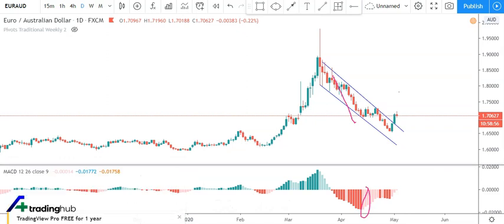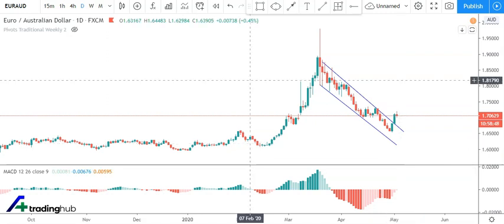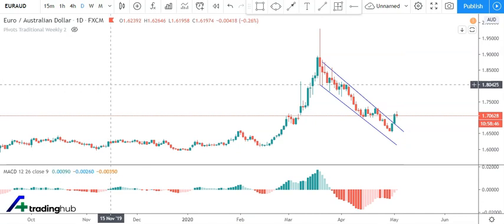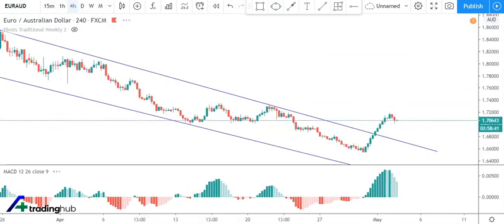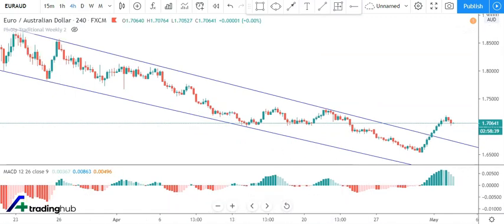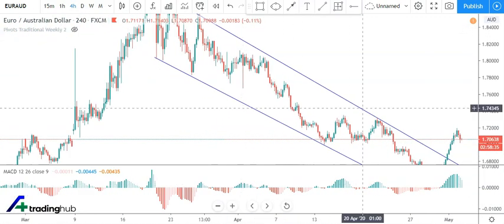So when you spot this kind of scenario on a higher time frame, for me, since my entry time frame is the 4 hour, I'll go to my 4 hour to make sure that it is very, very clear. And this is the 4 hour time frame here. You notice I plotted that downtrend also.